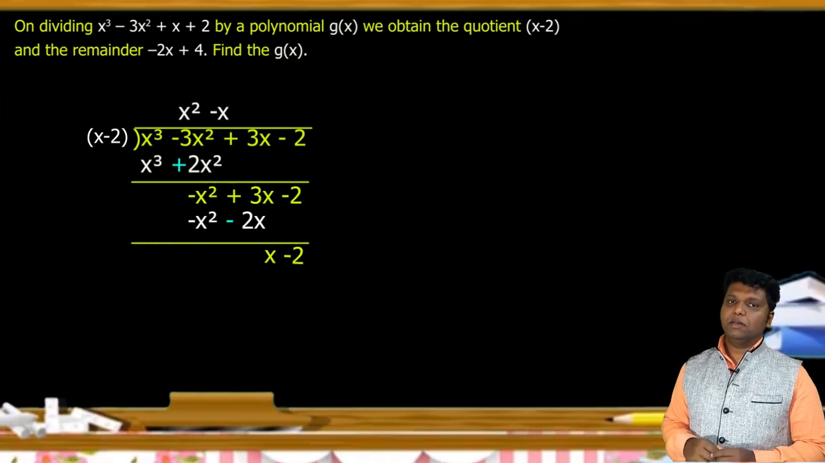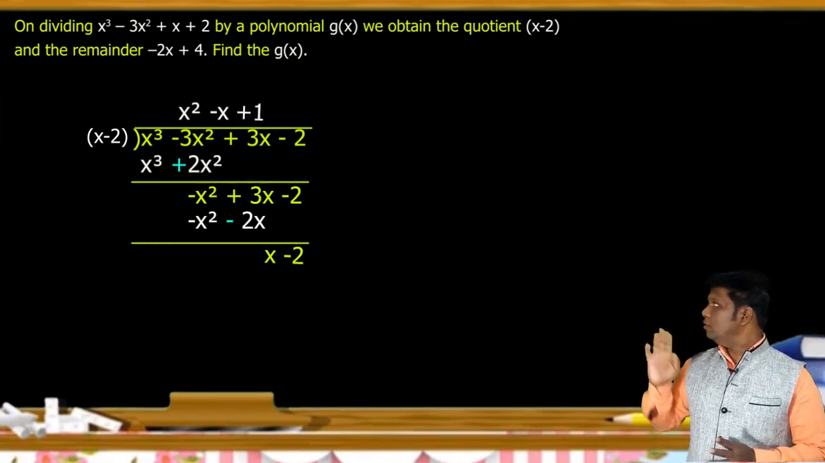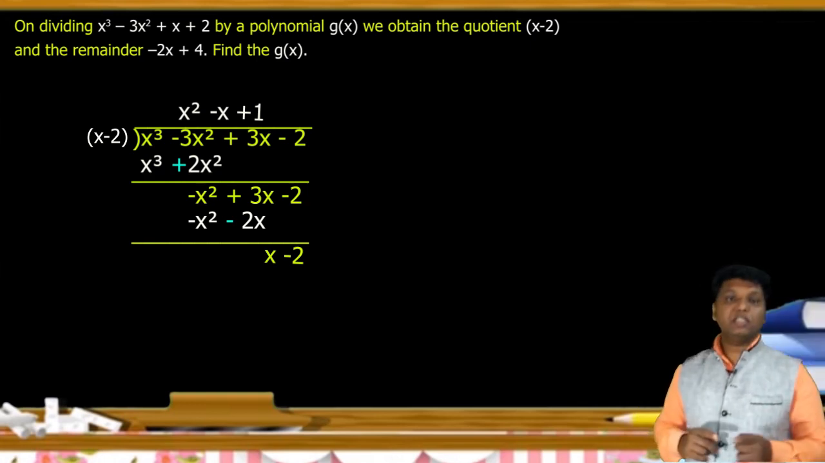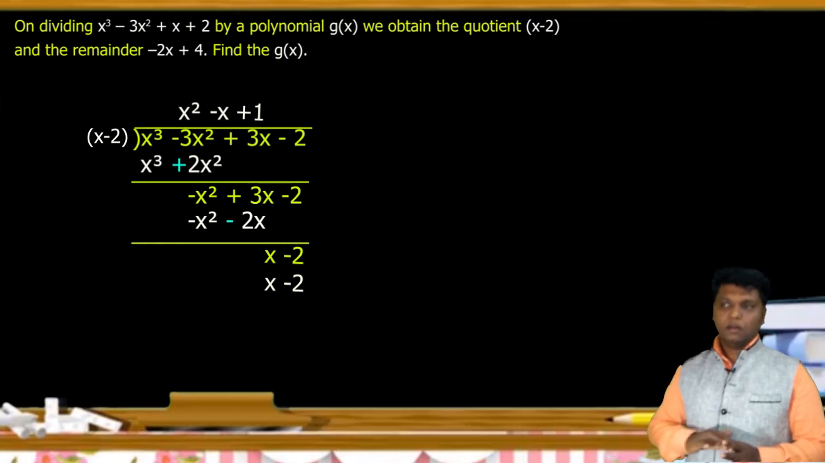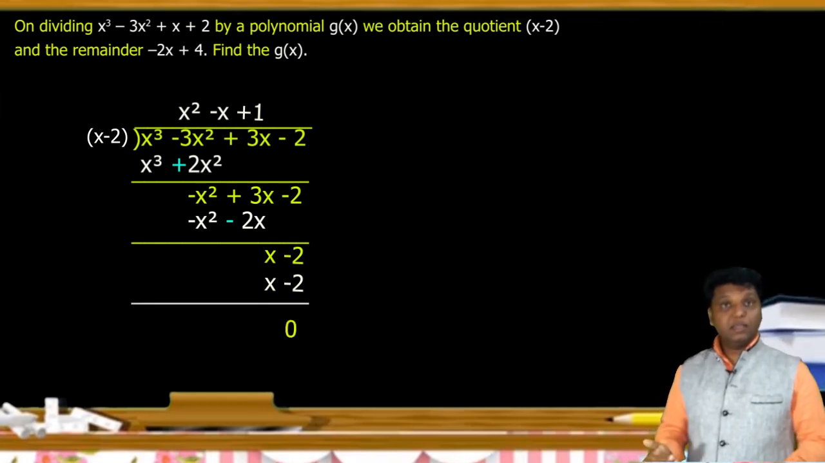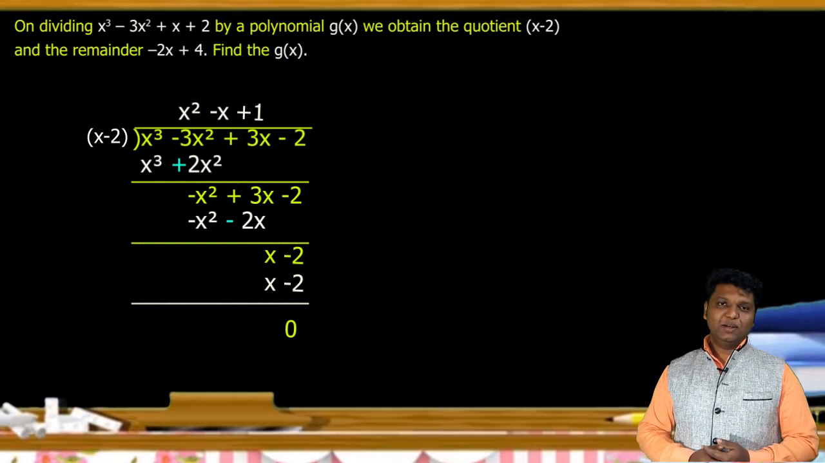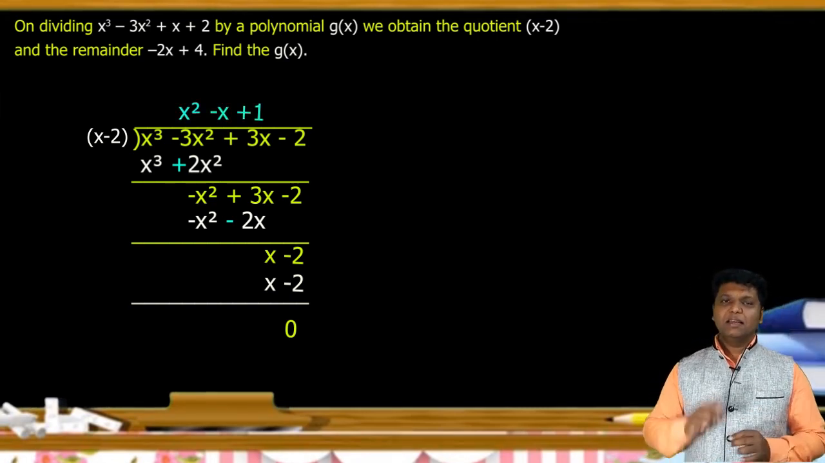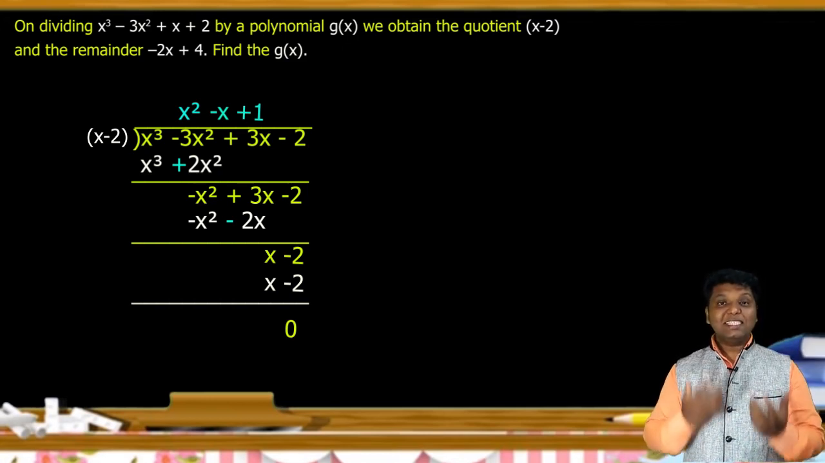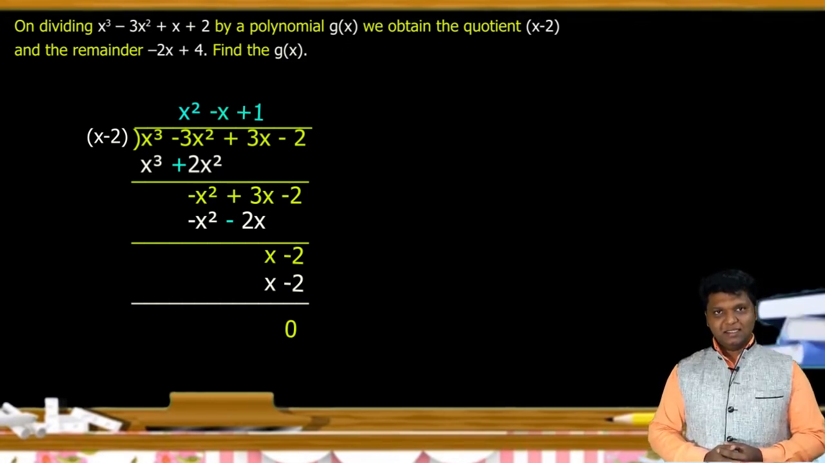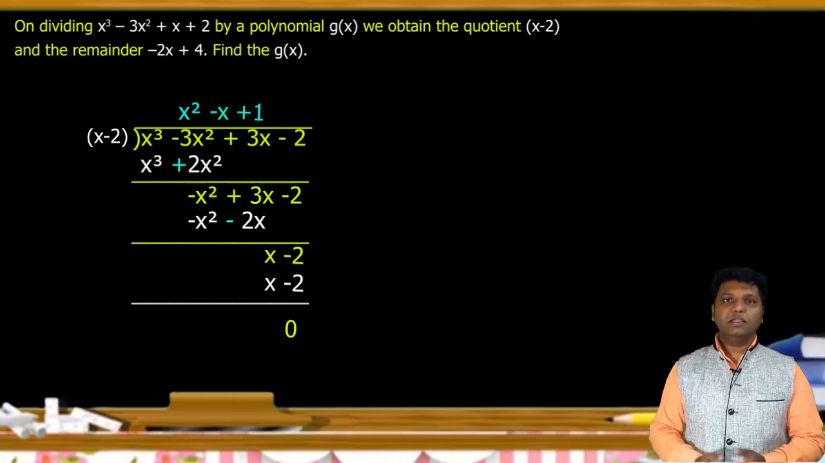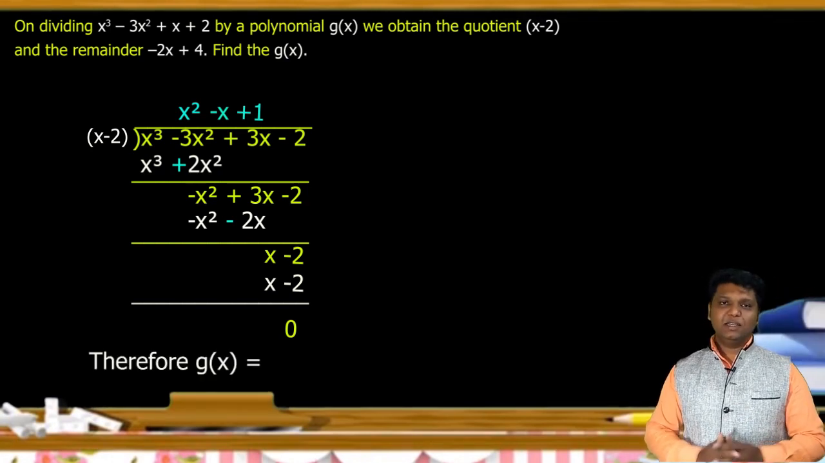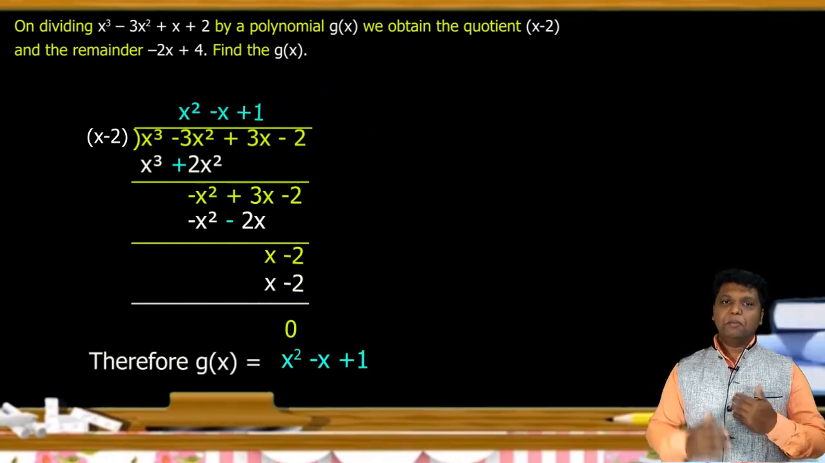x divided by the first term, it is x. x divided by x is 1 itself. So on the quotient part, plus 1. Now 1 into x is x. Then 1 into minus 2 is minus 2. So x minus 2. So x minus 2 minus x minus 2 is 0 itself because both of the numbers are same. So it is 0. So what is the quotient part? You got the quotient as x square minus x plus 1. So this is what our question is. Our question is to find g of x. We got the g of x. That's on the quotient part. So we will write therefore g of x is equal to x square minus x plus 1.